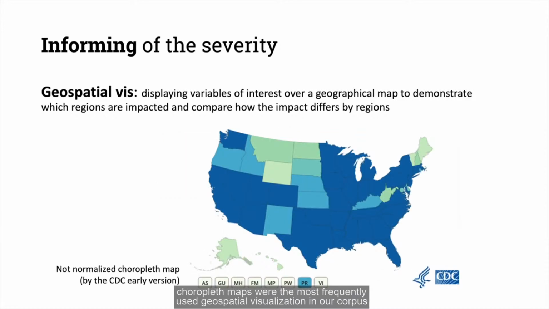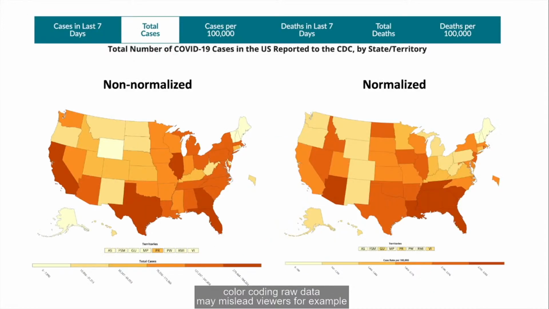Color-plus maps were the most frequently used geospatial visualization in our corpus. They do present a challenge in that color-coding raw data may mislead viewers. For example, if a highly populated state has the same case number as a less populated state, the color will be the same on the map. The reader may interpret a map as conveying that the intensity of cases is similar in the two states, while actually the intensity in the less populated state is higher.